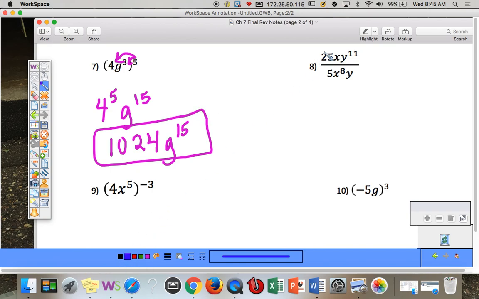For the next one, we have 25 divided by 5 is 5. We have 1 x on top, we have 8 x's on bottom. So when you cancel, you have 7 x's on the bottom. We have 11 y's on top and 1 y on bottom. So when you cancel, you have 10 y's on the top.